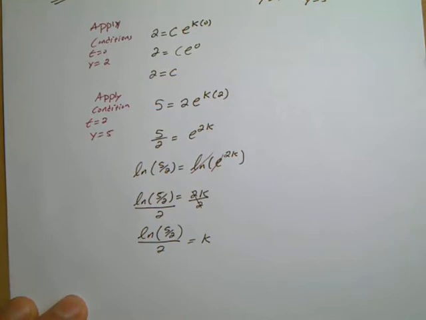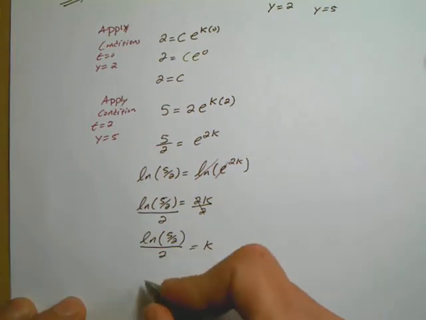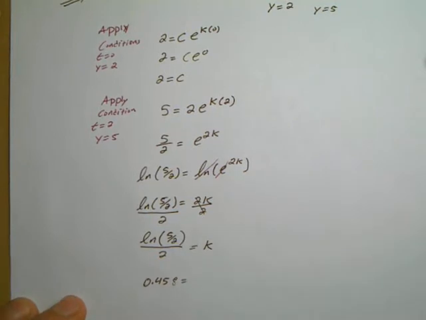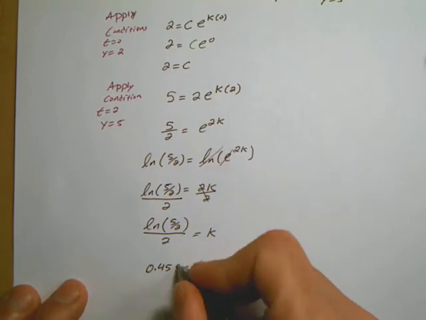So I go ahead and punch this up on my calculator to figure out what this is. Give me 1 second for me to punch this up. So it's ln of 5 divided by 2, all being divided by 2, gives me a decimal of 0.458. Now I'm going to round to 3 decimal places, so my k value is equal to that.